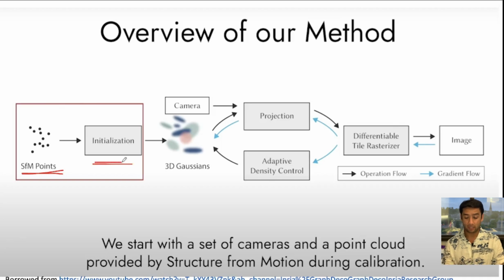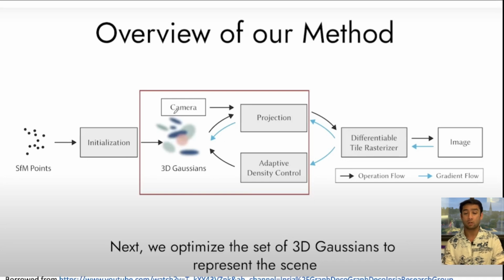Once you have that initial set, the next step is based on your camera viewpoint. You will use those initialized Gaussians to get a projection, to get an image. So you will project those Gaussians and use a rasterizer to obtain an image. Now for that particular training camera view, you have obtained an image. Then you will compare this image with the image from this camera, compute a metric for error, and then do the back propagation to modify the parameters of the Gaussians.